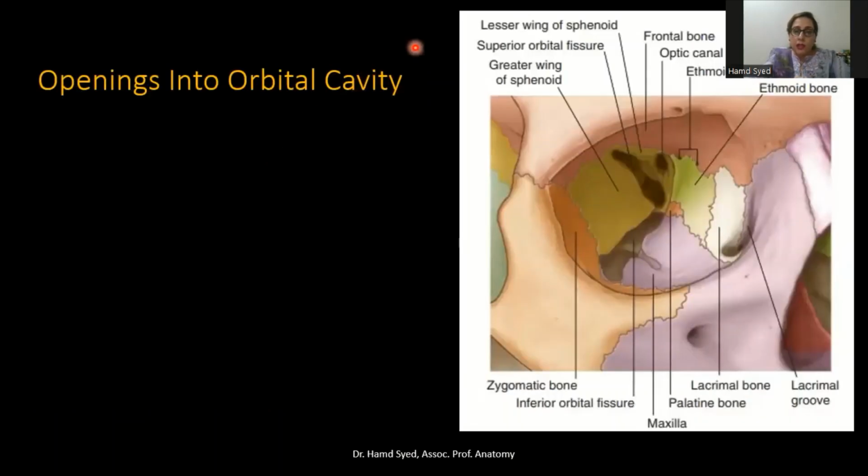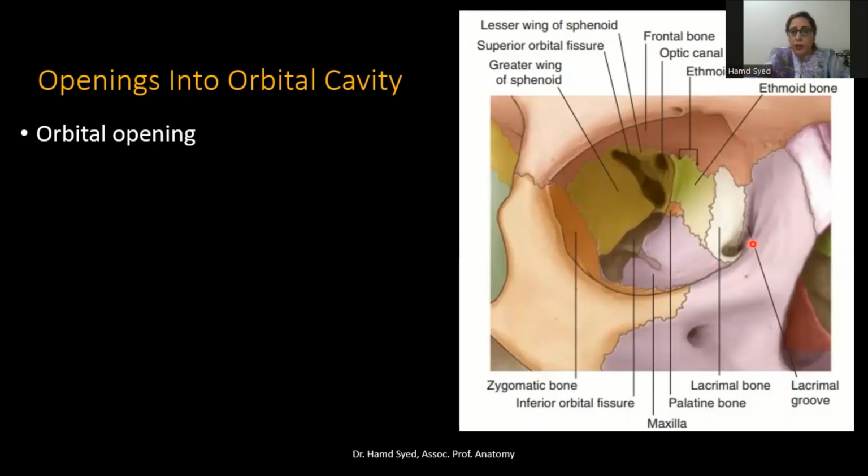Now, as we see, the orbital cavity has many openings or fissures. Let's summarize these openings one by one and talk about the important structures which pass through these openings. Well, the first one is the orbital opening. This diagram is showing us the right side bony orbit. Over here, we can see the orbital opening, which is simply the main opening and contains the eyeball, but not the whole of it, of course. It is the 1/6 of the eyeball which is exposed anteriorly. The rest of the eyeball is protected by the walls of the bony orbit.